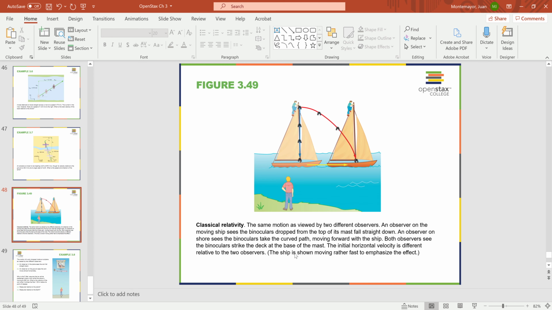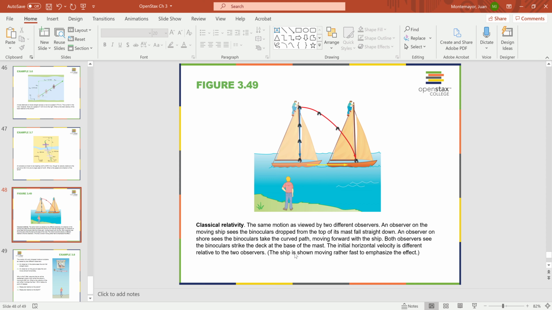So classical relativity, this actually has its own chapter in physics. The same motion as viewed by two different observers. An observer on the moving ship sees the binoculars drop from the top of its mast fall straight down. An observer on the shore sees the binoculars take the curved path moving forward with the ship. Both observers see the binoculars strike the deck at the base of the mast. The initial horizontal velocity is different relative to the two observers.